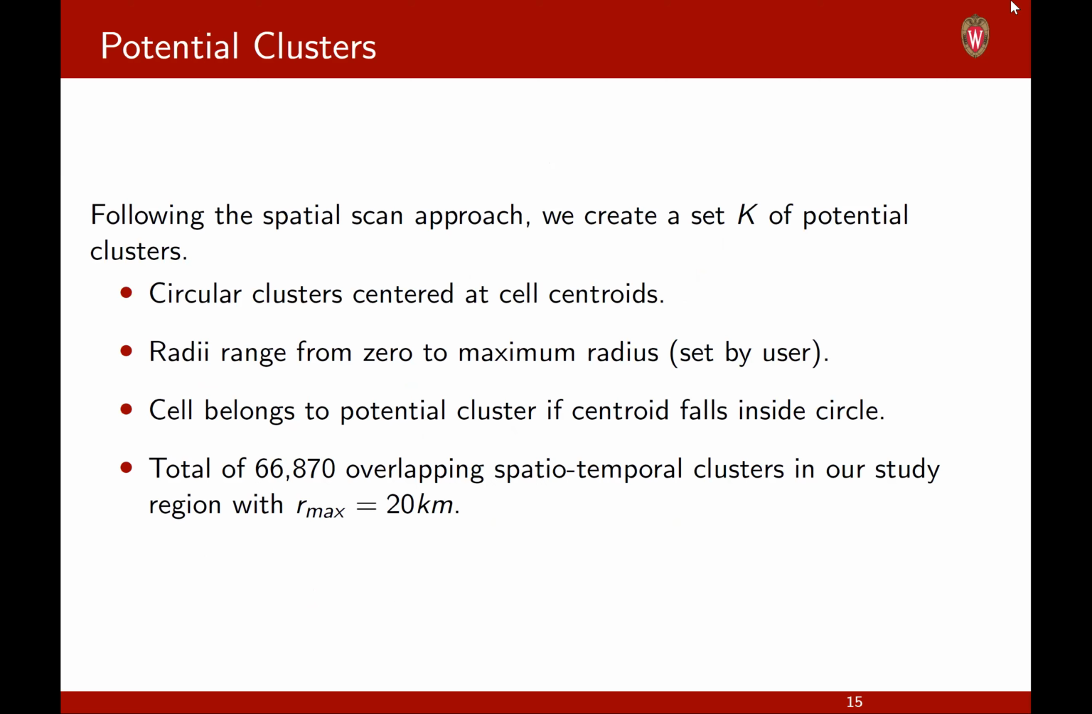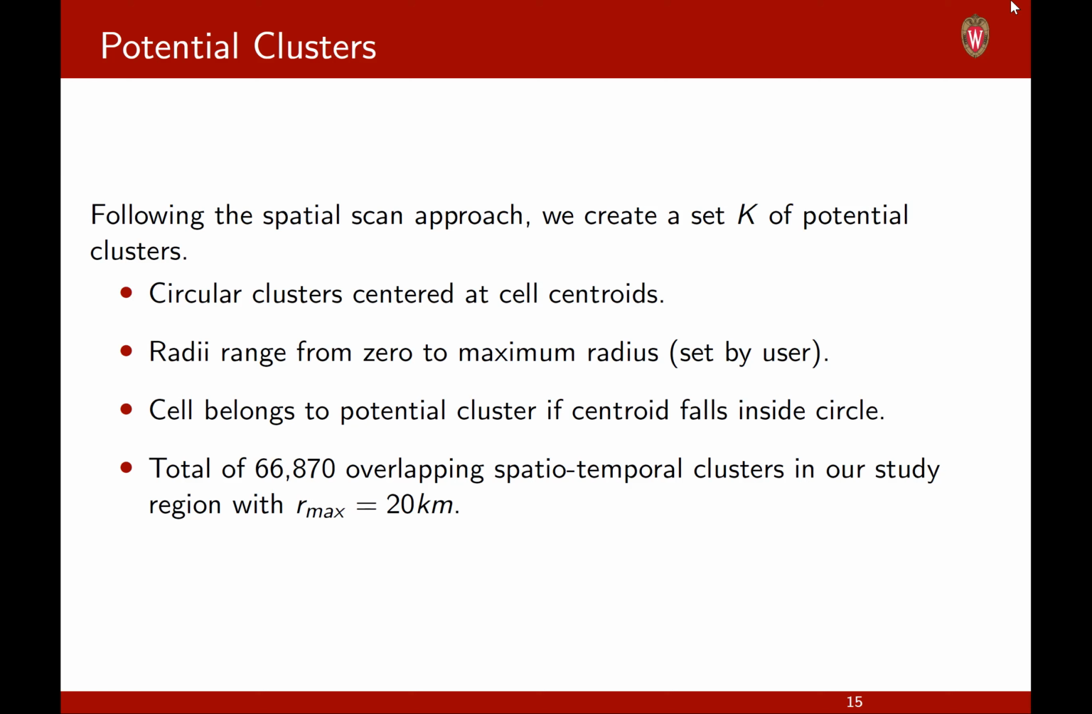All right, so first we create our sets of potential clusters, and we do this in the same way that we do with the spatial scan, right? And I'll go over this in a little more detail. So we have a total of capital K potential clusters. Now we have all of our municipalities or cells, right? And we find a centroid for each cell. Then centered at each centroid, we start developing circles that expand with radii from 0 up to a maximum radius that's set by the user.